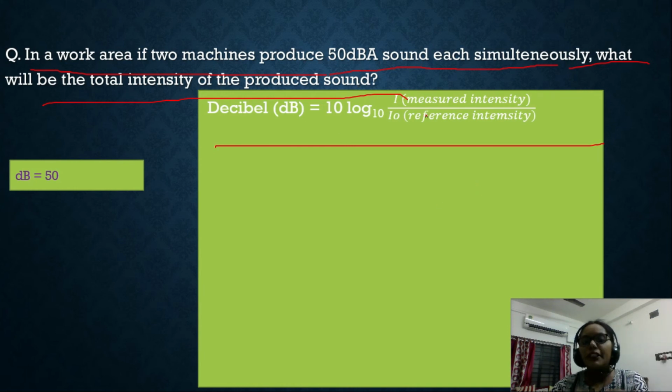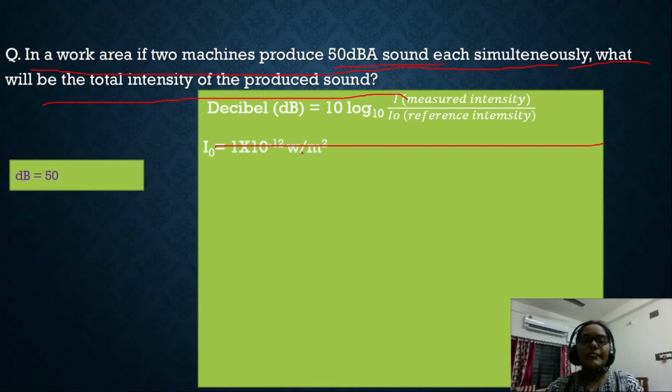So we have two machines which each produce a 50 decibel sound. First of all, we have to find out what the measured intensity of that sound level is for 50 decibel.